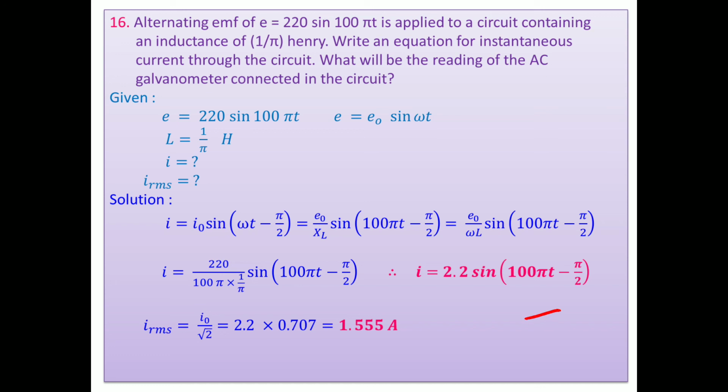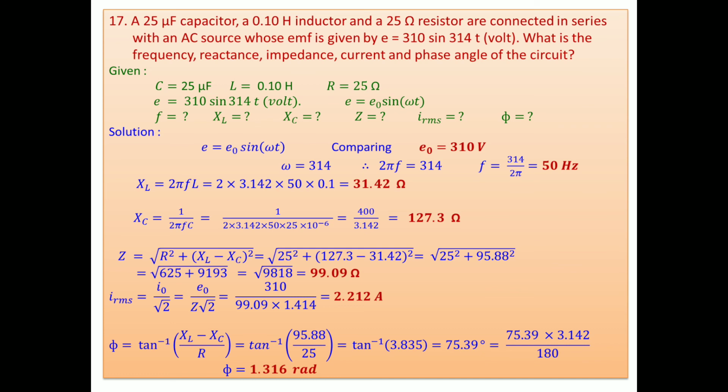Then an AC galvanometer only measures the effective value. What is the effective or RMS value? I RMS equal to I naught upon root 2, which is 2.2 into 0.707, and it is 1.555 ampere. This is the reading shown by the AC galvanometer. A simple numerical. Thereafter, we go through another numerical.